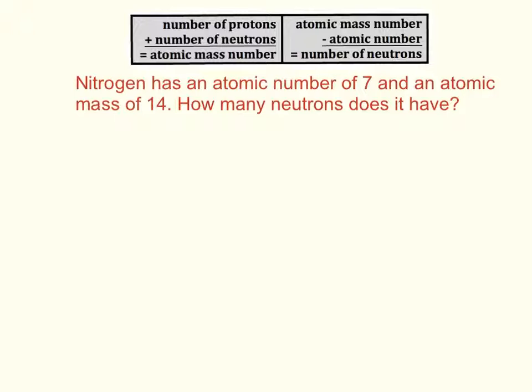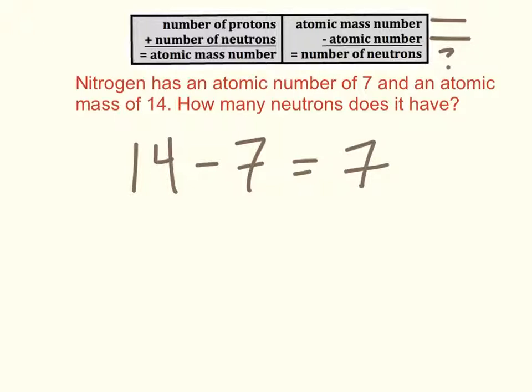Okay, so then the question is, how many neutrons does it have? So we have the atomic mass number, we have the atomic number, we want to know the number of neutrons. So I'm going to take the atomic mass number, which is always going to be the bigger number, 14. I'm going to subtract the atomic number. Okay, the answer is 7 neutrons.